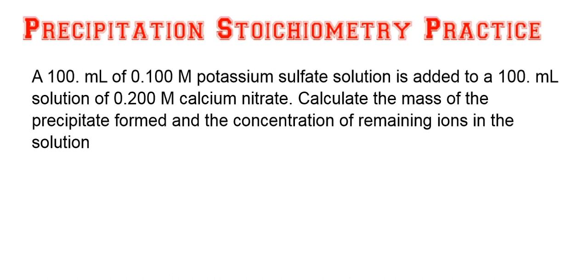So first, what do we always do? We need a chemical equation. In chemistry, you need to paint a picture, and a picture is a chemical equation. So I have potassium sulfate, and it's added to calcium nitrate. So please figure out that solution, the reaction.